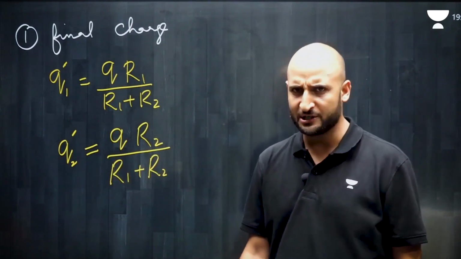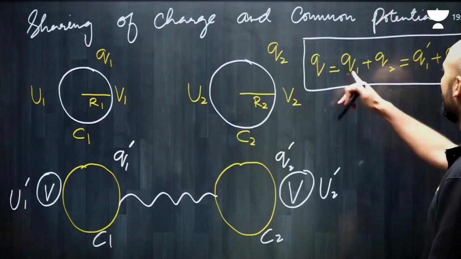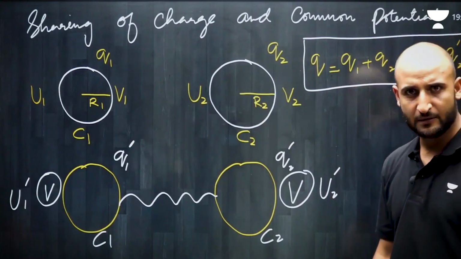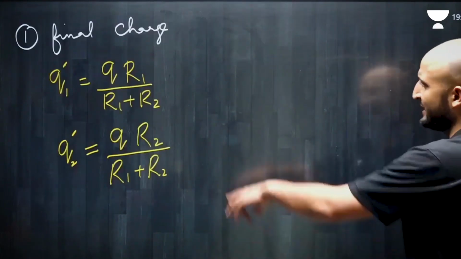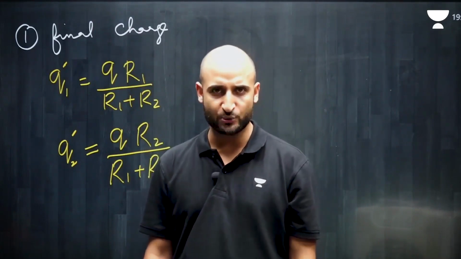I have not derived it here. I don't need to derive it here. But let me tell you that it actually comes from what we call conservation of charge. Because charge has to be conserved, we get these two equations. That's my first question: what will be the final charge on the two spheres?